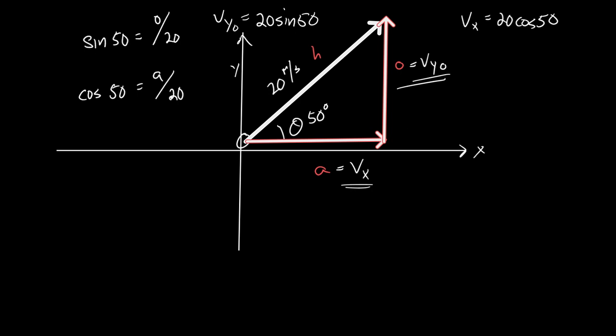But why is it Vy naught and not just Vy? Because this is the launch velocity, the velocity at time 0. Vx isn't going to change because there's no acceleration sideways. This is how fast it's going upwards at the moment the object was launched. Every moment thereafter, gravity is pulling down on it and changing only this part of the velocity.